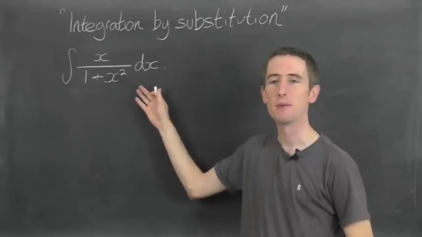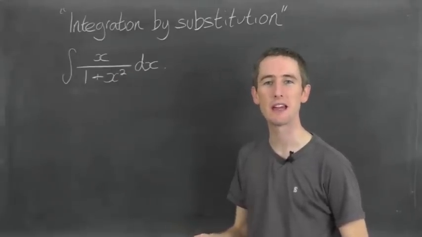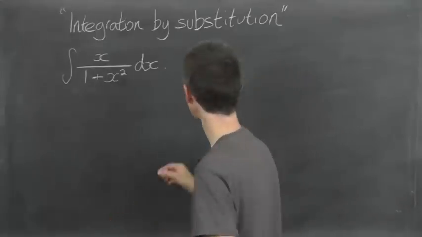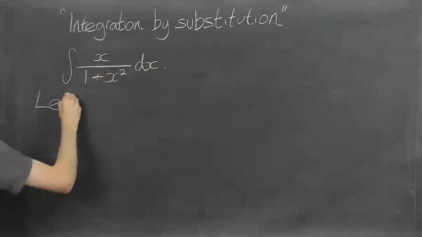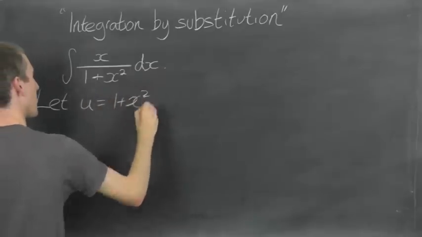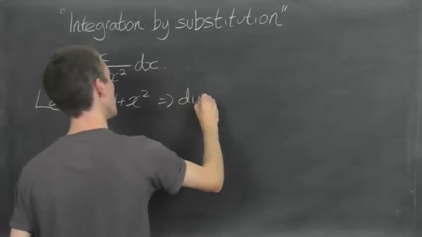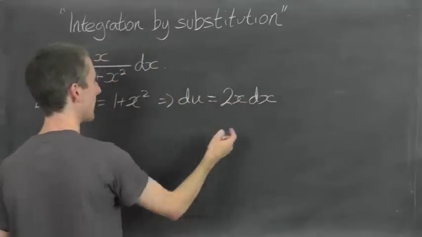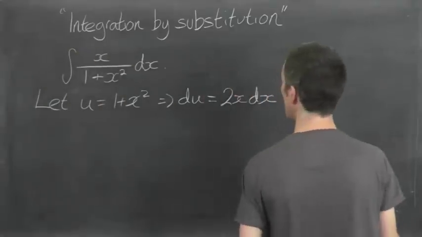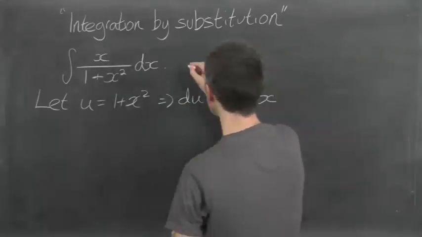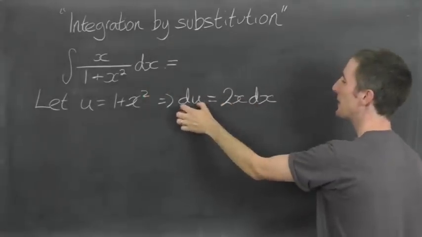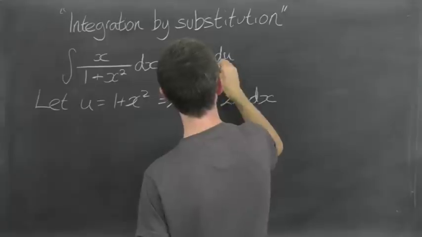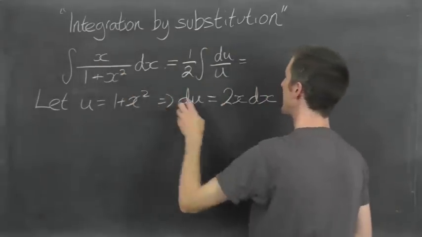Let's try another simple example. In this case we're going to integrate x over 1 plus x squared dx. And in this case the best substitution to make is to replace the denominator with the new variable. So I'm going to say let u equal 1 plus x squared. So then we have du is equal to 2x dx, remembering that du is equal to du by dx times dx, and in this case du by dx is 2x. Okay, and all I need to do is put that into here. dx will be equal to du over 2x, so altogether, bringing out the half, I'll get an integral of du over u, once I've made the cancellation here and here.